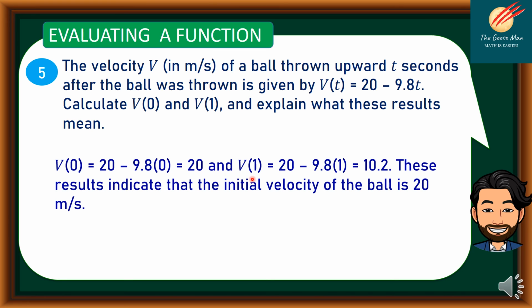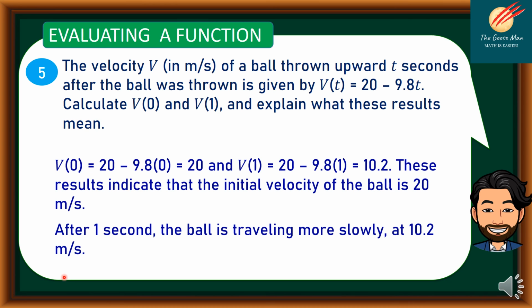On the other hand, if I have v of 1 is equal to 20 minus 9.8 times 1, which is equal to 10.2. So these results indicate that the initial velocity of the ball is 20 meters per second. On the other hand, after 1 second, the ball is traveling more slowly at 10.2 meters per second.